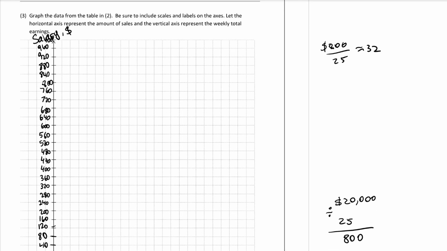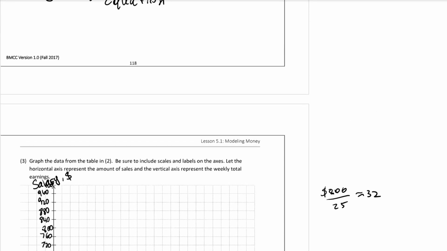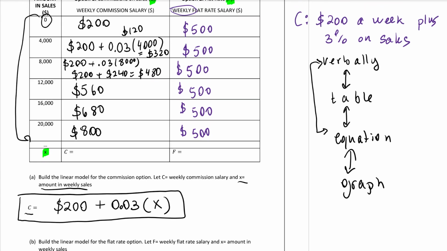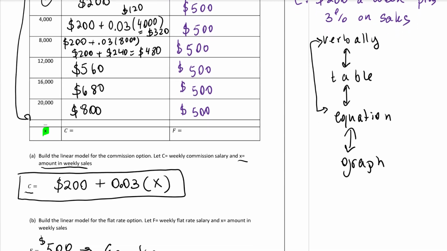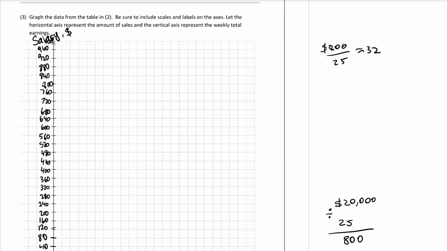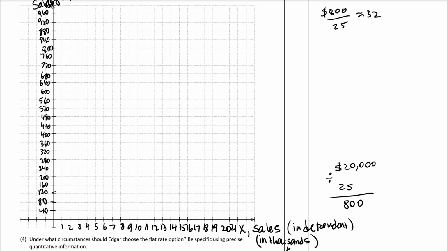Alrighty, so look at this. I went by 40s and got all the way to 1,000. So now we can go ahead and graph the data set. We got 200, 320, and so on. So at 0, he is making $200. So we're going to plot that point.